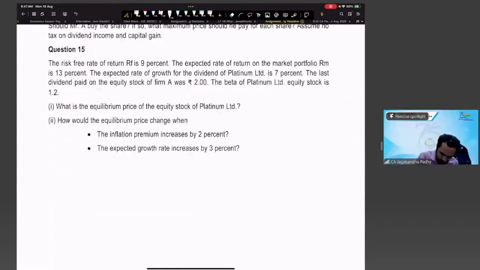Okay, let's do question number 15, and then we'll go for the MCQ part. The risk-free rate of return is 9%. The expected rate of return on a market portfolio is 13%. Expected rate of growth for dividend is 7%. The last dividend paid was 2. Beta is 1.2. What is the equilibrium price of the equity stock of Platinum Limited?